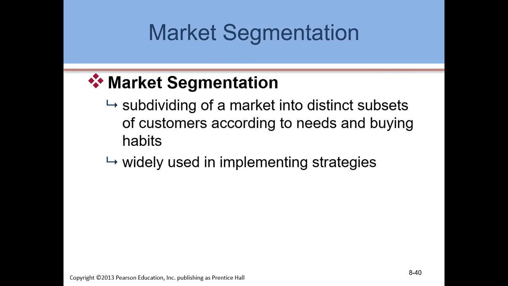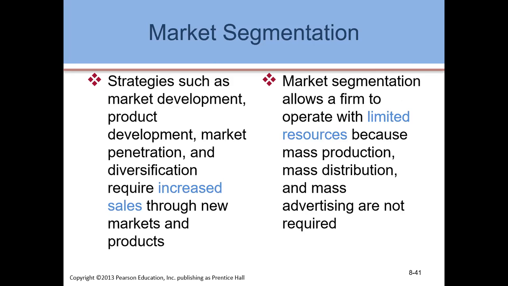So the segmentation aspect: strategies such as market development, product development, market penetration, and diversification require increased sales through new markets and products. And that is one of the reasons that we need to properly segment the market initially. Market segmentation allows a firm to operate with limited resources because mass production, mass distribution, and mass advertising are not required. And you will be directly able to approach your target customers once the proper segmentation is developed.